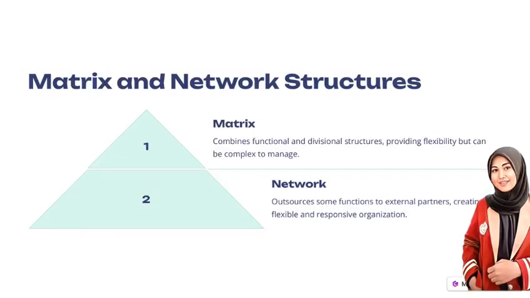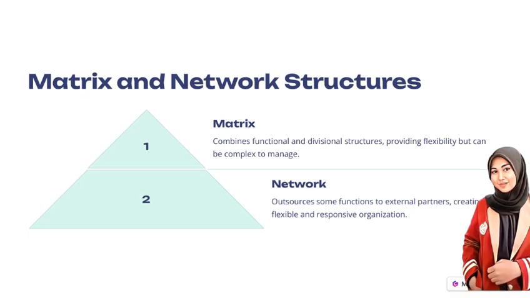Matrix and network structures represent modern organizational designs that offer flexibility and adaptability. Here's a breakdown of each. Matrix structure. The matrix structure integrates both functional and divisional structures. Employees report to two managers, one from their functional area, e.g., marketing, and one from their project or product line. This approach allows for flexibility, better resource sharing, and collaboration across departments. However, it can be complex to manage due to dual reporting lines, which may cause confusion or conflicts.